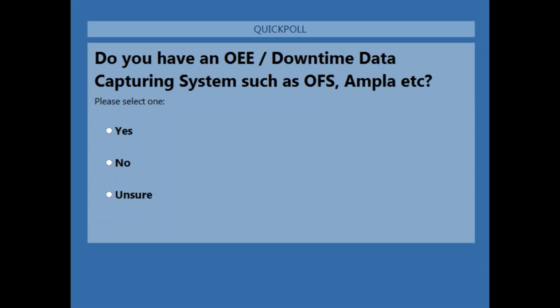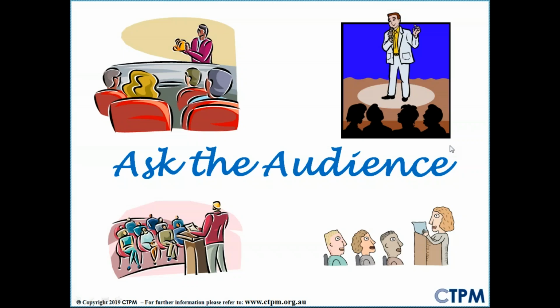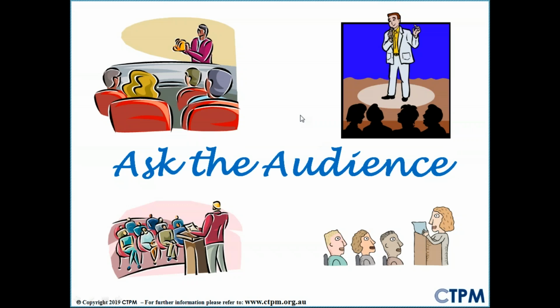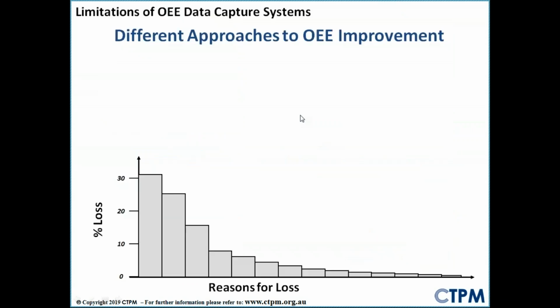Hopefully we will have the results shortly. So we have 55% have got one, 36% no, and 9% unsure. So more than half have a data capturing system. Like I said, they're becoming more and more popular, and a lot of people are putting them in. So thank you for that.